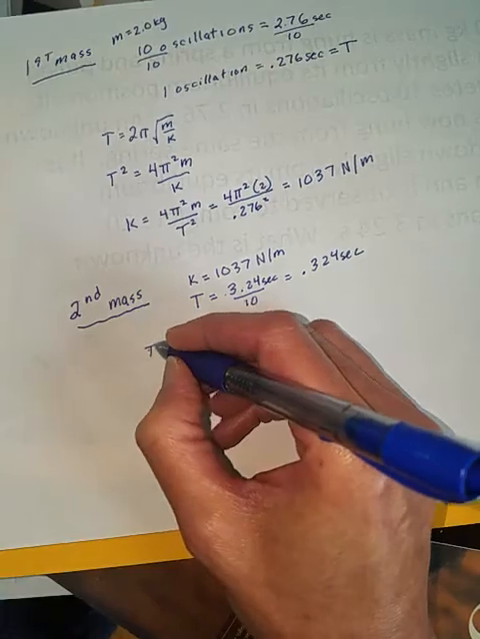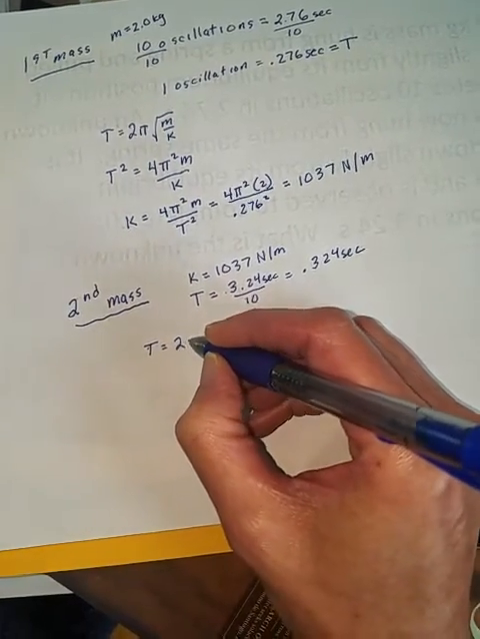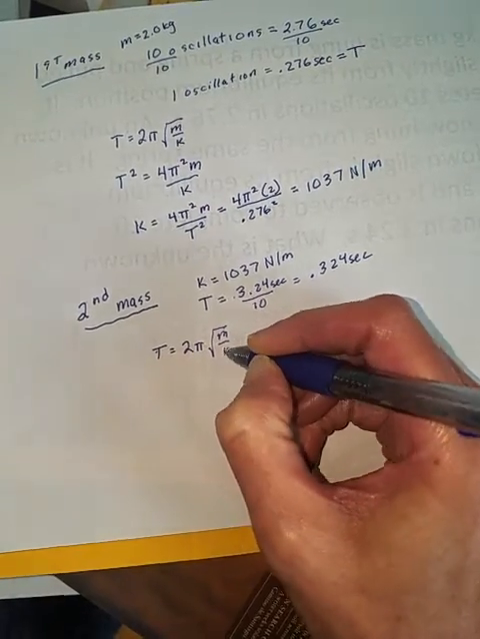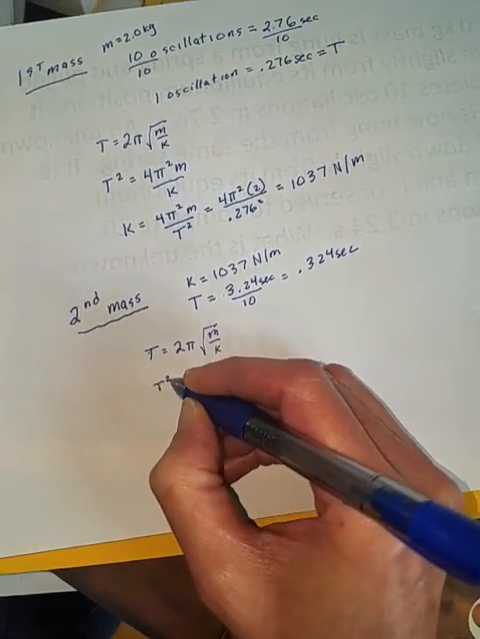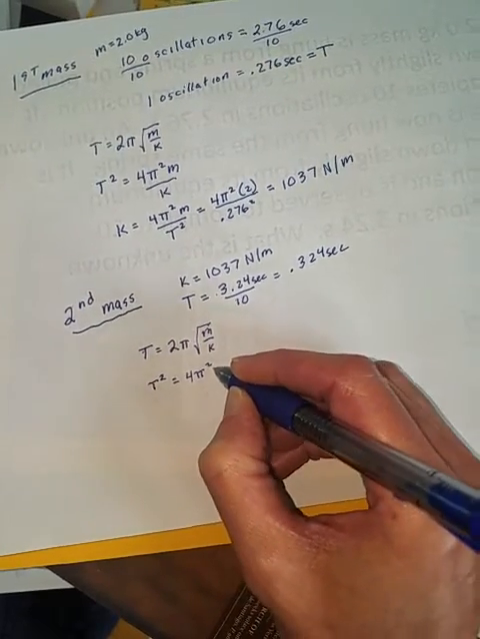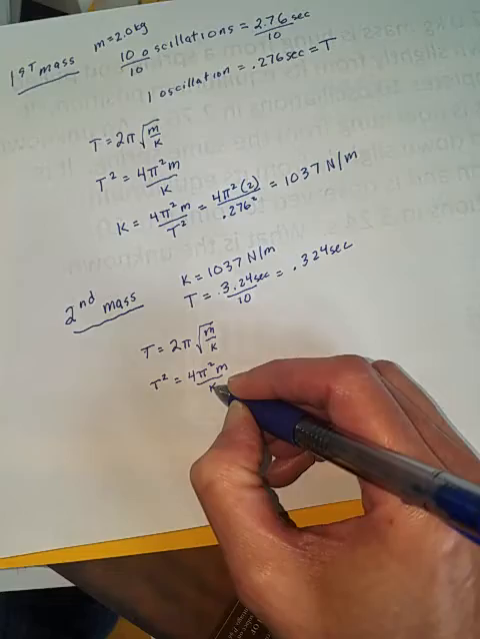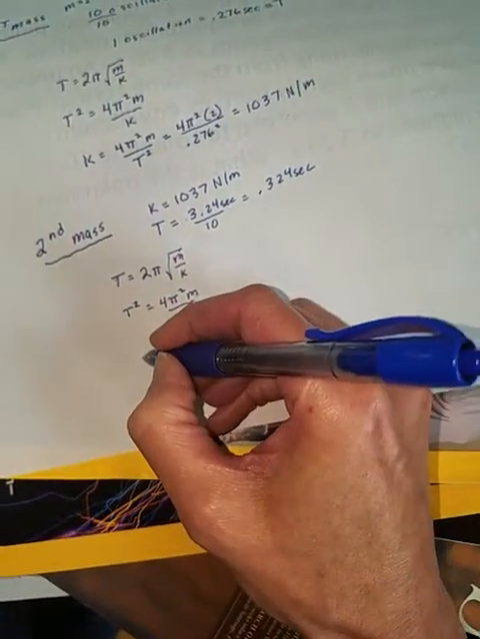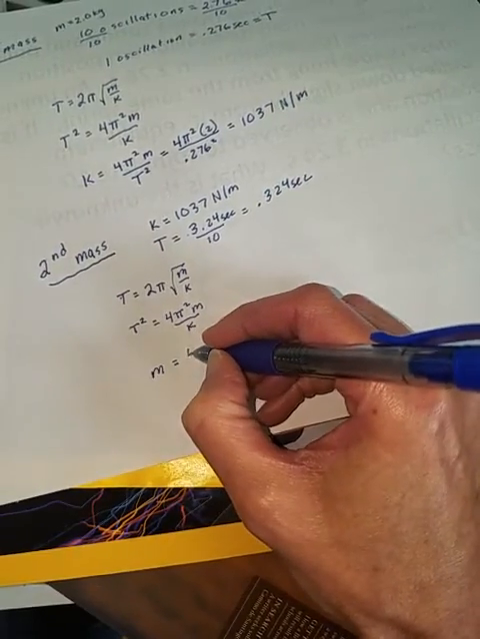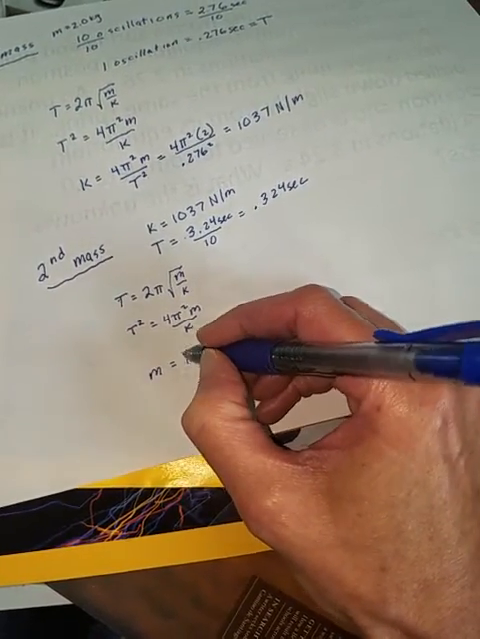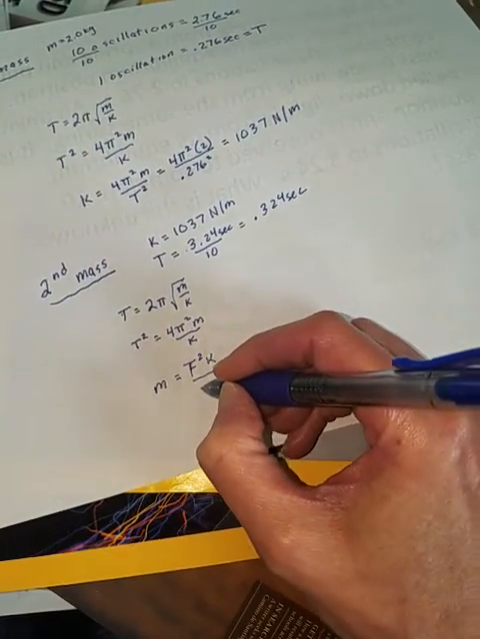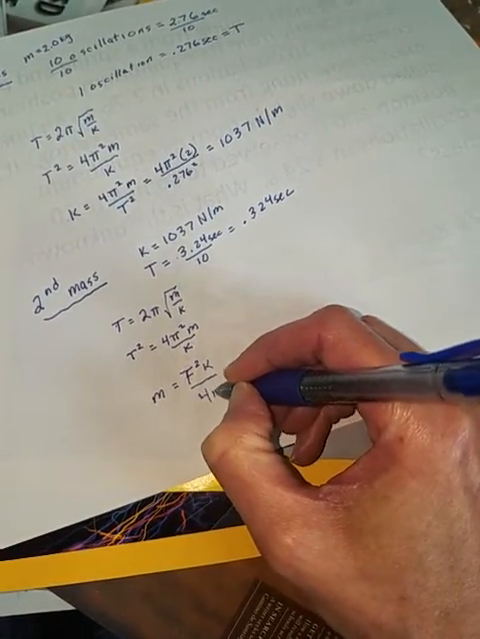So we still have T is equal to 2 pi times the square root of m over k. Square both sides, gives us T squared is equal to 4 pi squared m over k. And if we solve that for m, that is going to be T squared k divided by 4 pi squared.